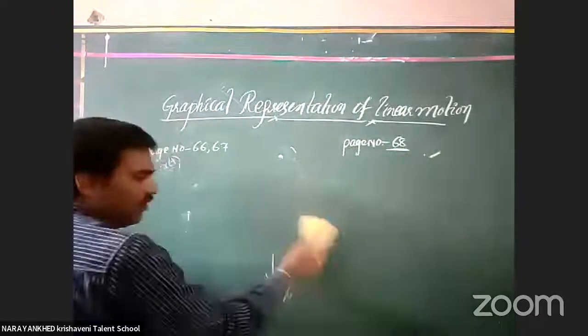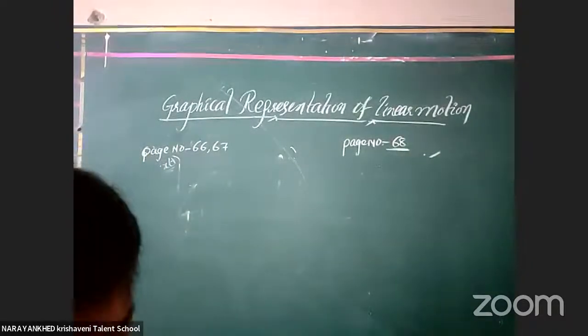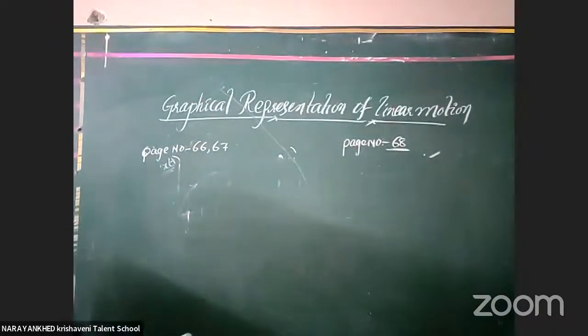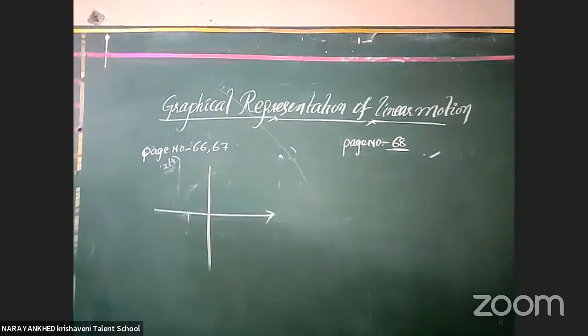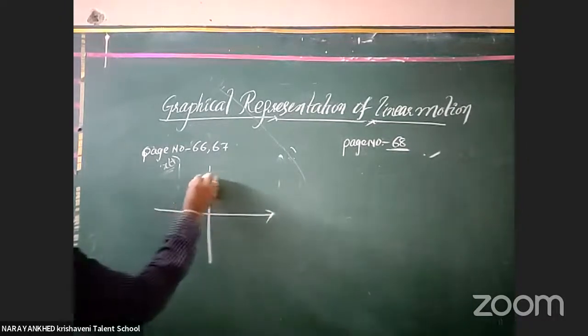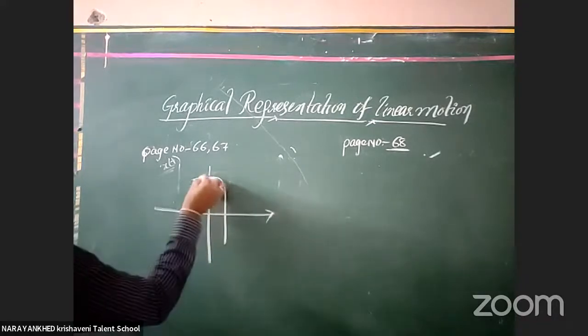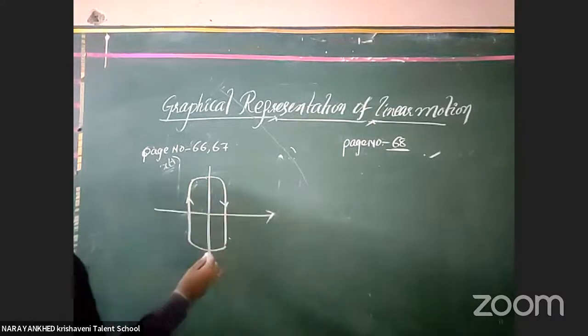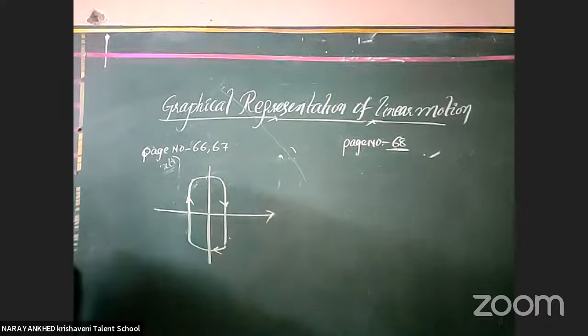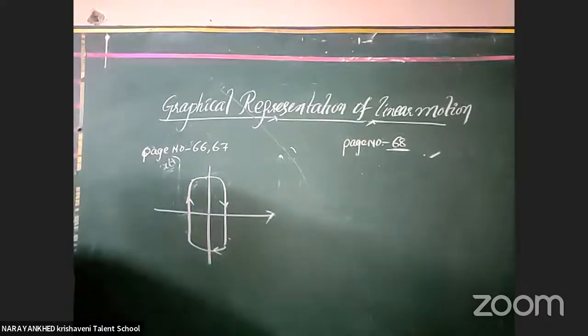One more graph is also given here. What is that? Yes, like this they give. It is also not possible. Okay, clear or not? It is also not possible.